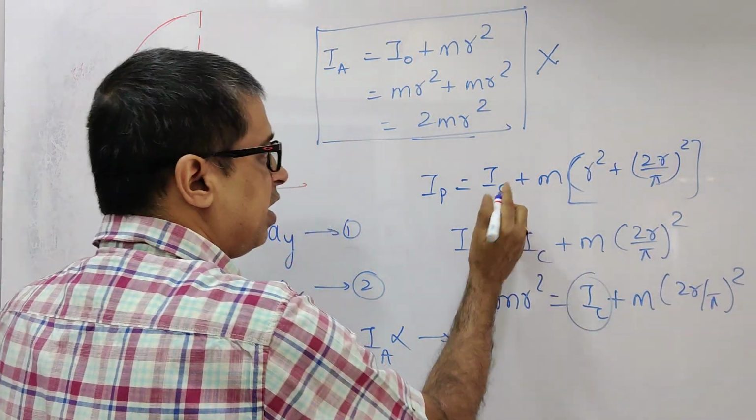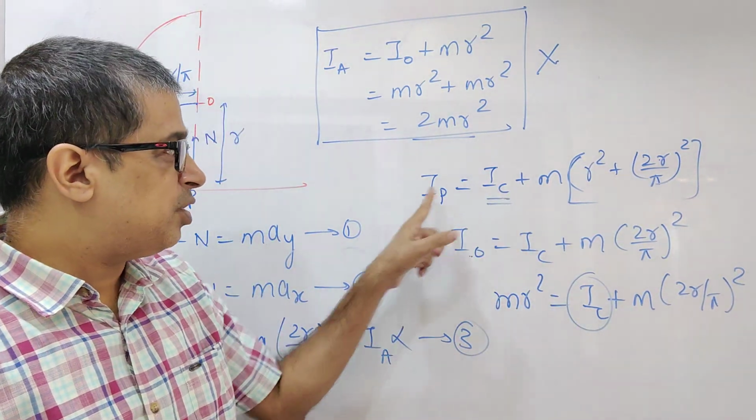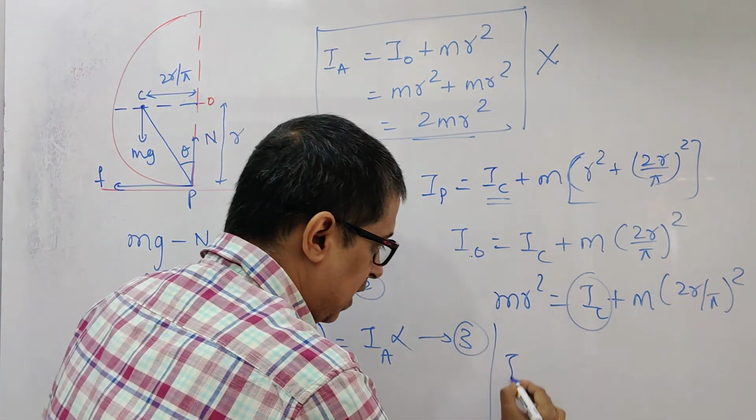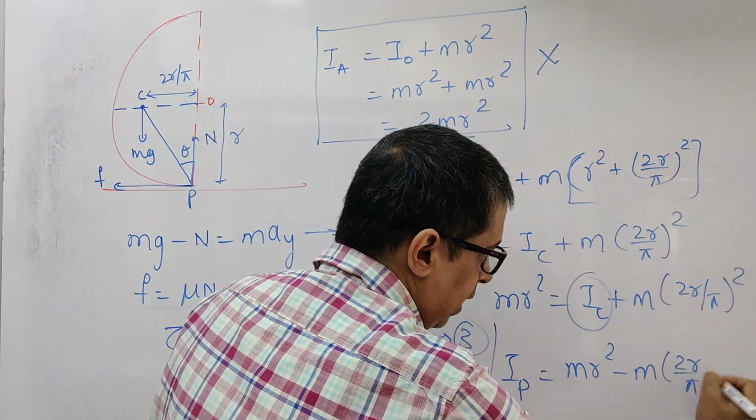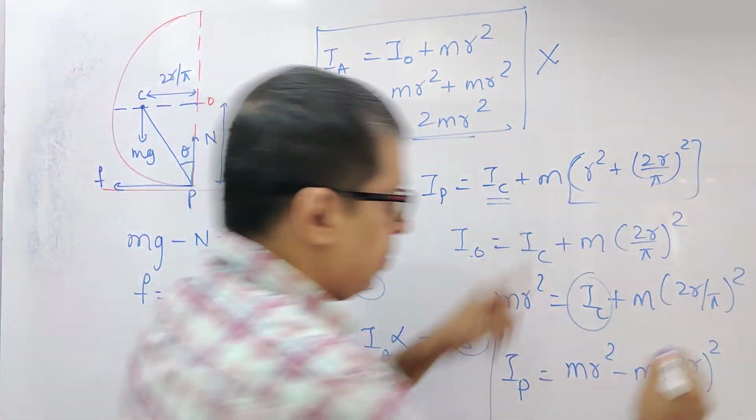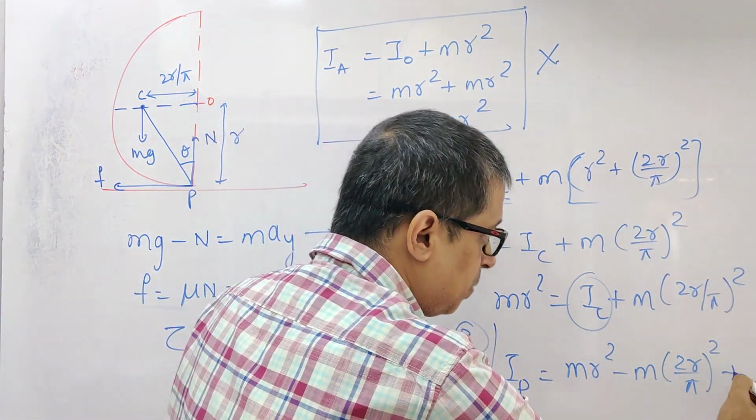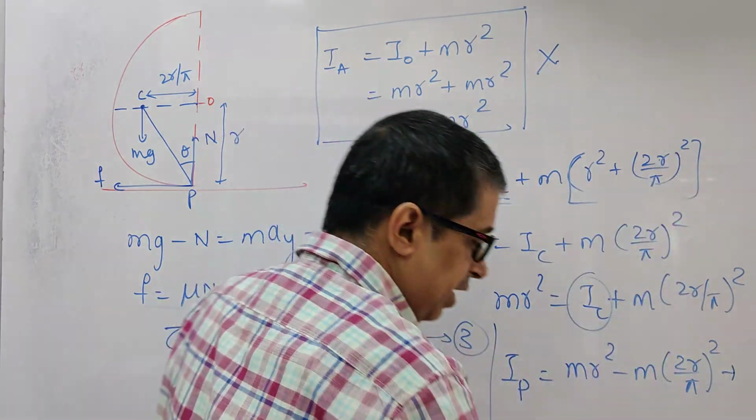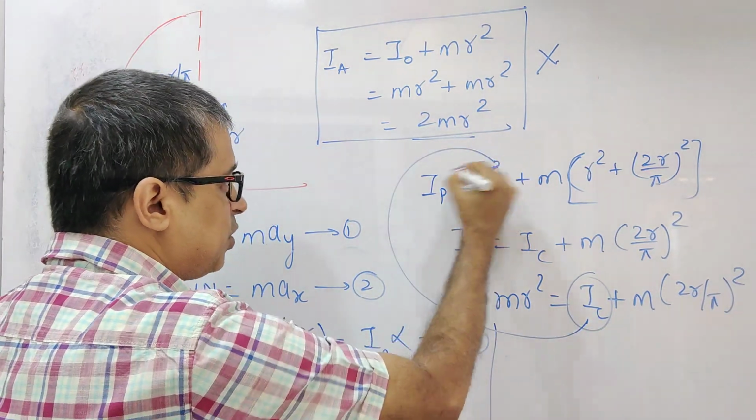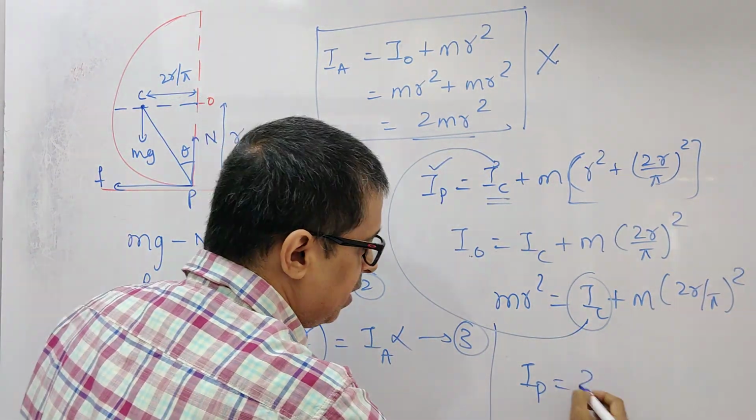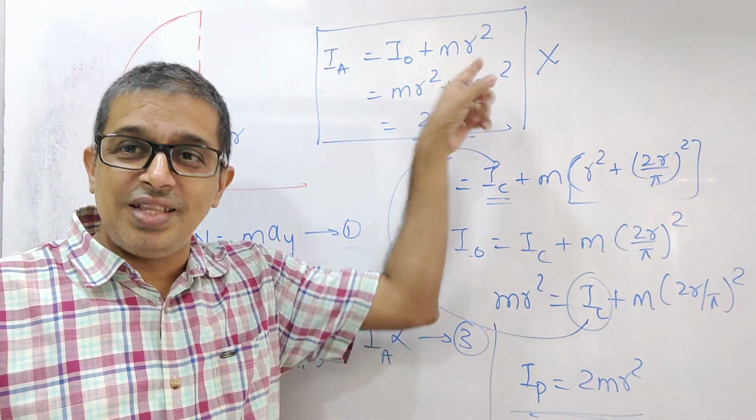Now IC from here I will substitute here. Will I get I about P? I about P is MR square plus M into (2R by pi) whole square plus this quantity. I am running short of space. Plus this quantity. You can do that simplification. I am sure if you substitute IC here, you will get I about P, which will be 2 MR square. You are getting the same answer in this procedure also.